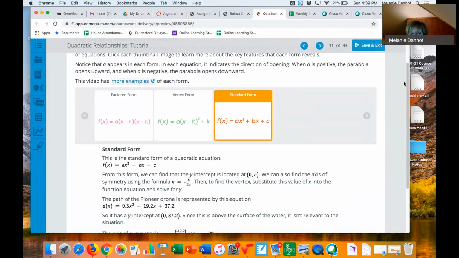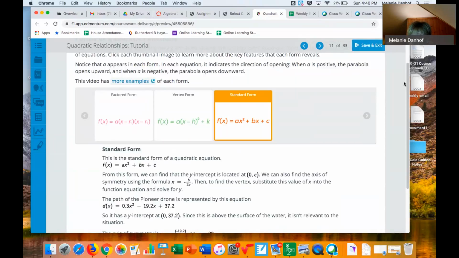And we can find the axis of symmetry using the formula x equals the opposite of b divided by 2 times a. And once you find x equals the opposite of b divided by 2a, then you take that value that you found, that number, and you put it back into the equation wherever you see x, and that will give you the ordered pair of the vertex.